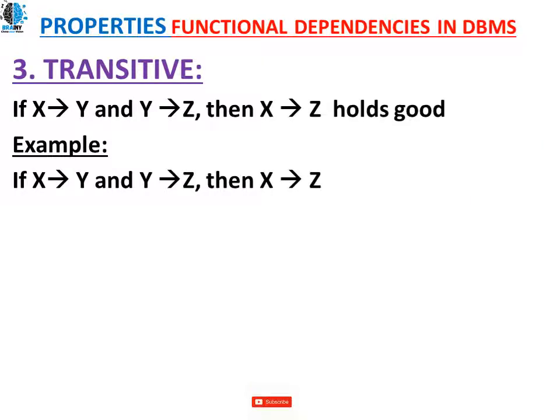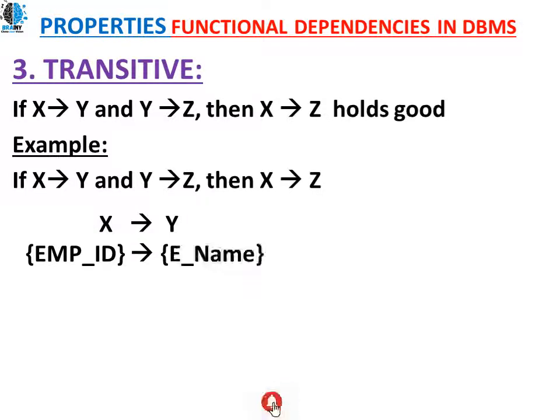Next, transitive functional dependency. This is a very important functional dependency. As you can see, X goes on Y, Y goes on Z. Then we have to show that X goes on Z holds good. It means that Y depends on X and Z depends on Y, so we have to show that Z also depends on X. For this, I'm going to write X depends on Y first. So employee name depends on employee ID.